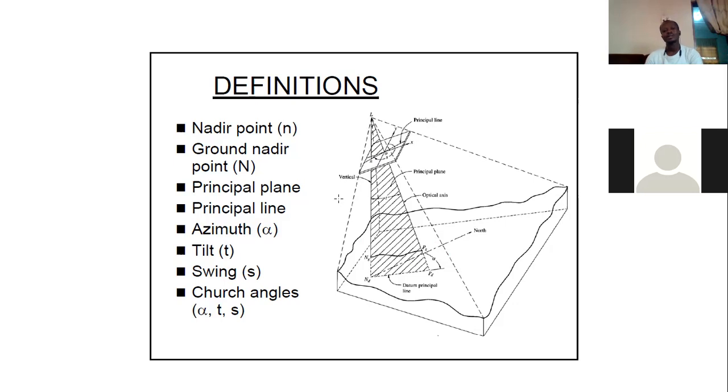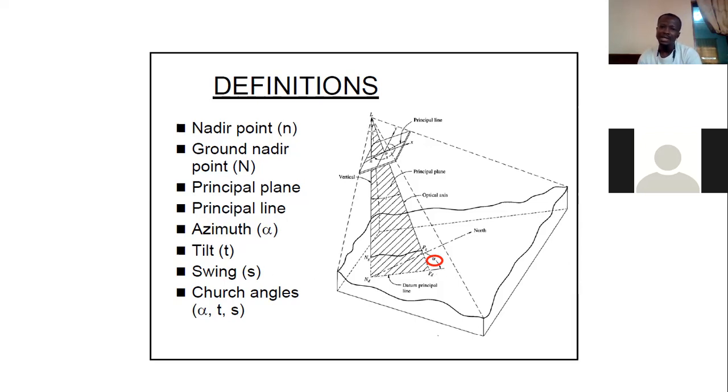Now we can talk about the tilt system, the angle system. We can have the Church angles, which are omega, T, and S. So omega is the azimuth, T is the tilt. So you can see the azimuth down here. That's the azimuth. So you can see that we are rendering the principal line an angle of tilt between the principal line and the north. That is the azimuth. Then we have the tilt.